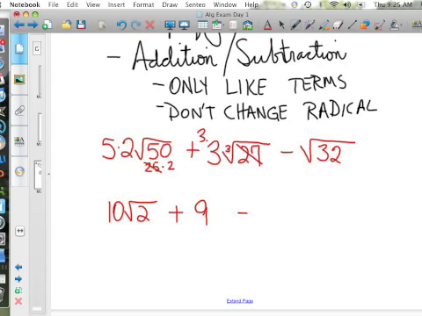It's gone. And then in this last one, 32 is 16 times 2. And 16 is a perfect square. What's the square root of 16? 4. Now that it's simplified, do you have radicals that are alike? Yes, the 2 square root of 2 radicals. So we're going to combine them by putting the 10 and the negative 4 together and not changing the radical, which would give me 6 square roots of 2. And what do I do with plus 9? A plus 9.